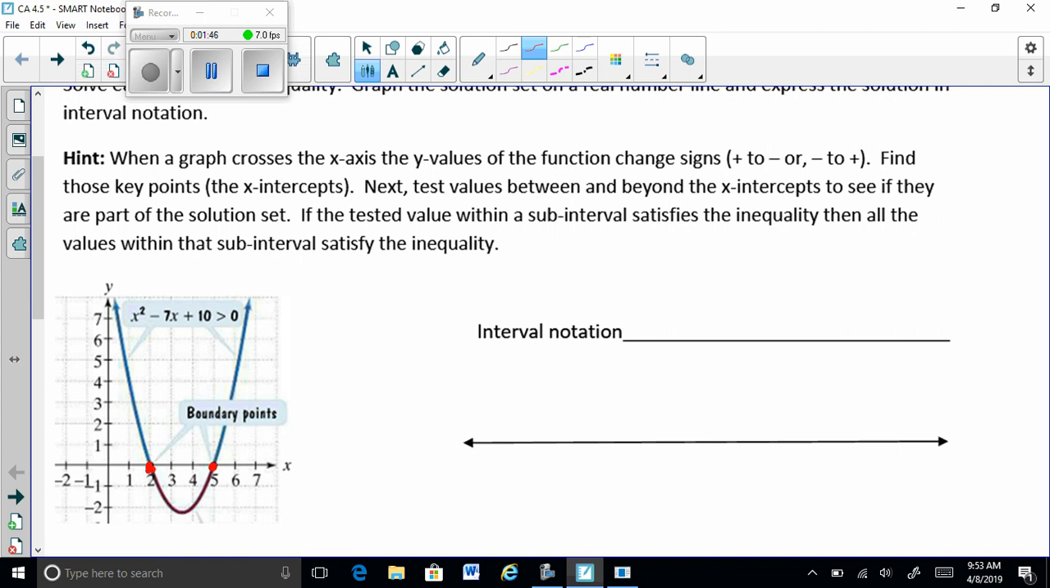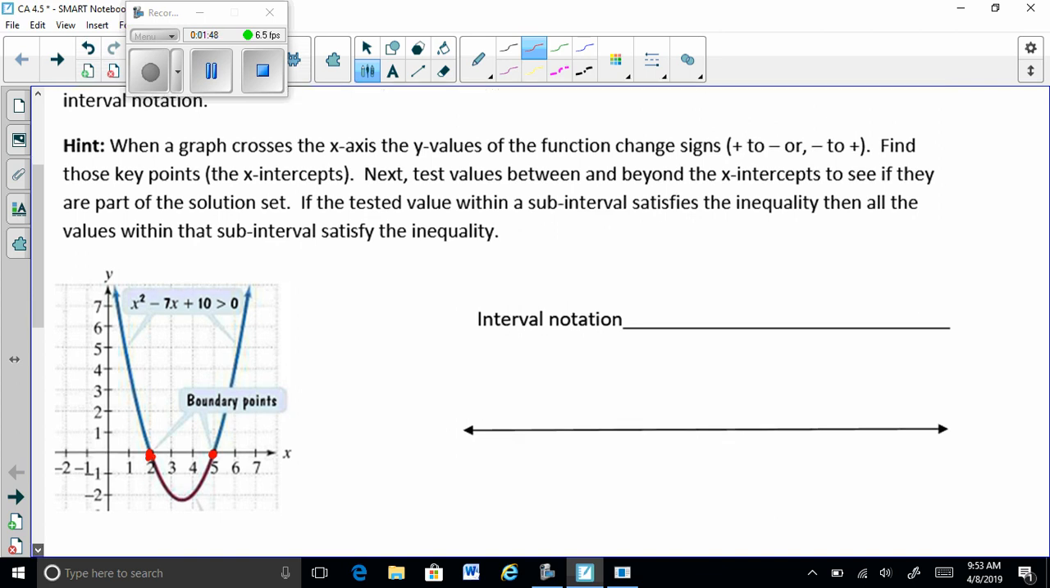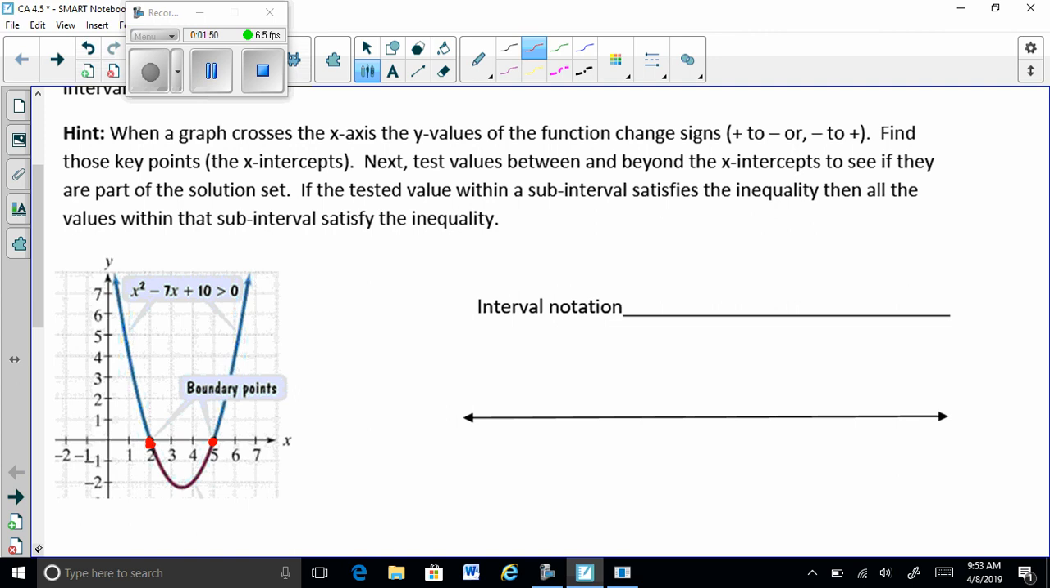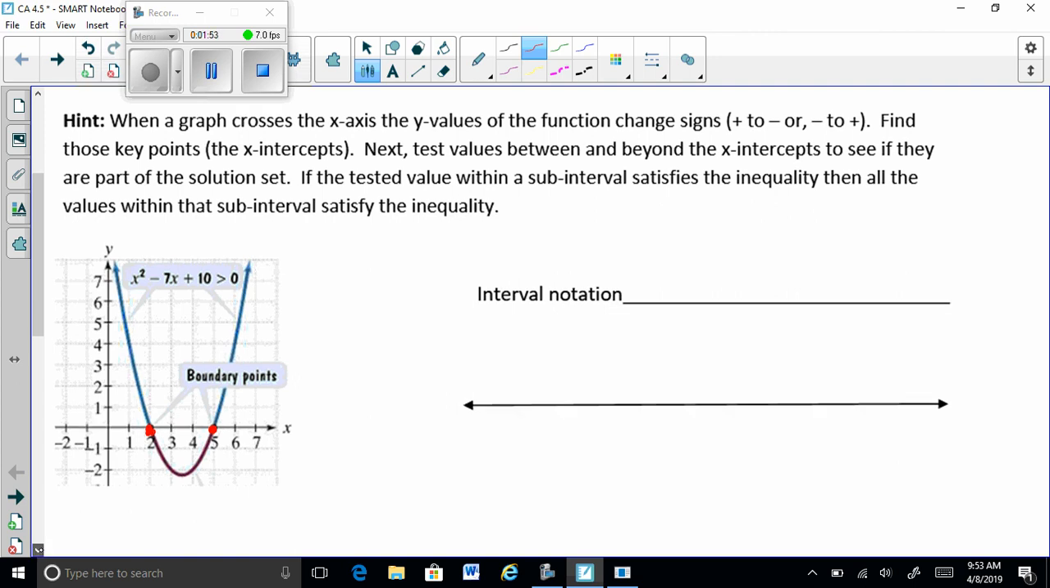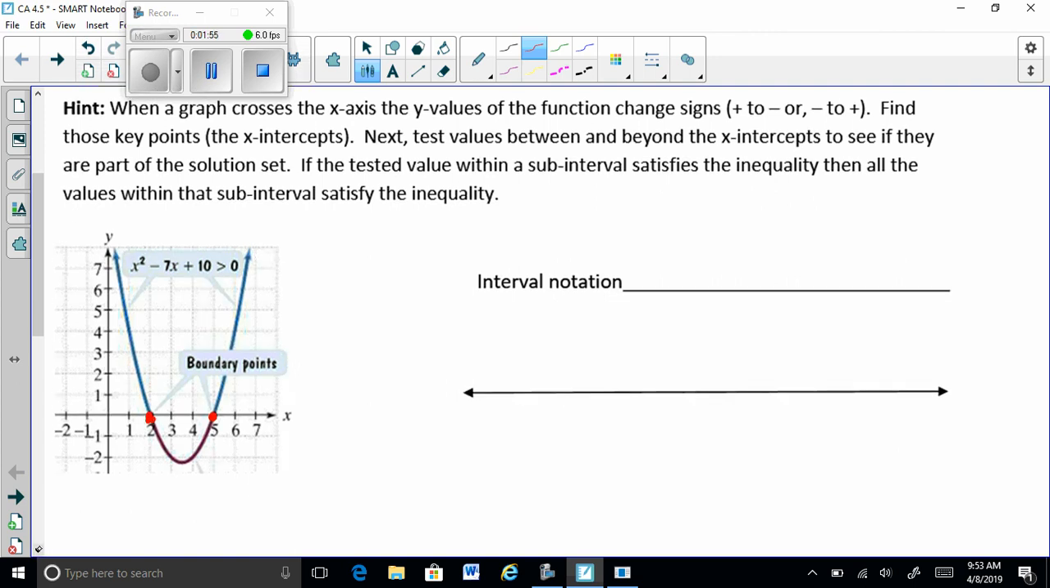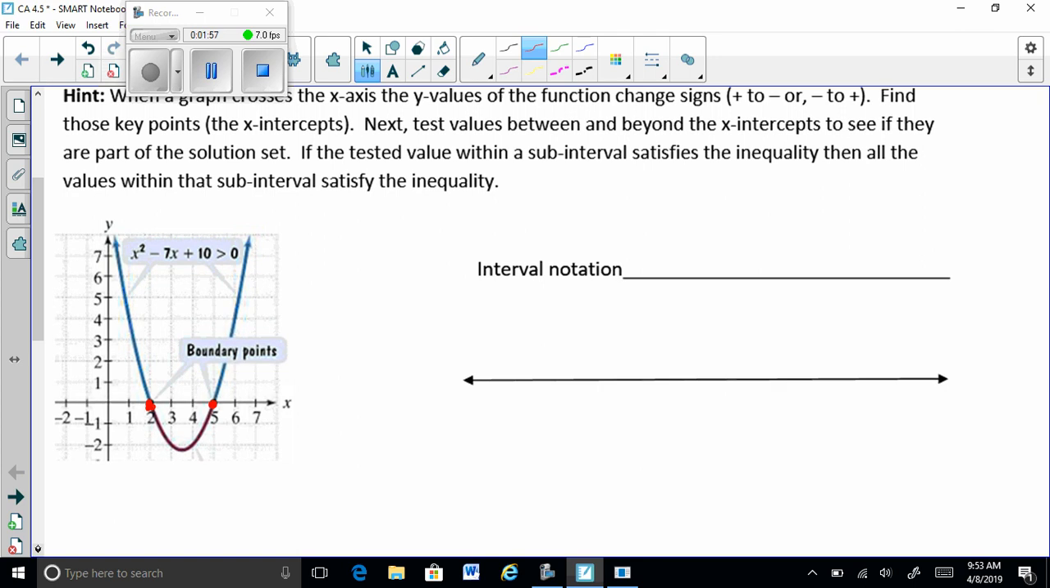So let's go ahead. I'm going to scroll down, and this first one, they give us a picture. This one's pretty easy to figure out, but they'll get a little bit more challenging in a minute because we won't have the picture there. You can see the equation they gave us: x squared minus 7x plus 10 is greater than 0. So what they're trying to figure out is what x values, when you plug them in, will result in something greater than 0. And what they mean by that is y.